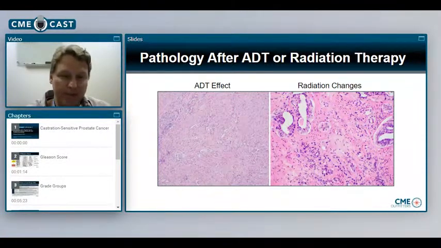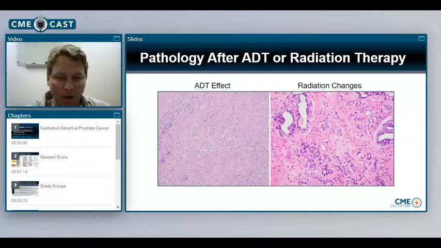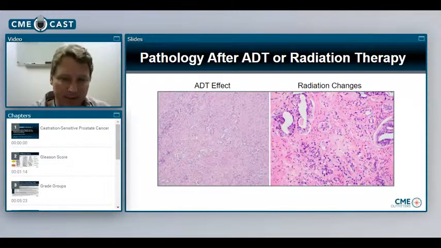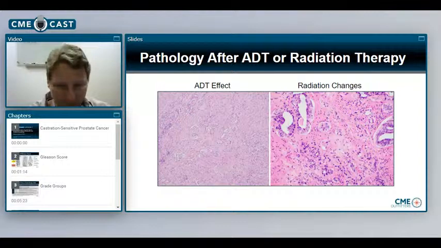Androgen deprivation therapy does have a pretty marked effect. On the left side, the image is a little bit small, but you can see the glands, and it also goes with what we're looking at in histology. You can hardly see it here. It's very bland, very pale, and it blends in almost imperceptibly with the stroma. That's a very classic feature of ADT effect.